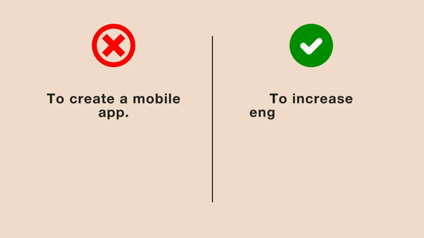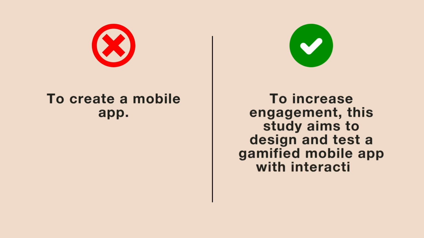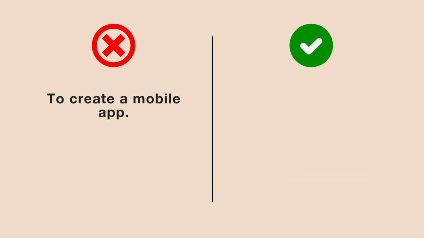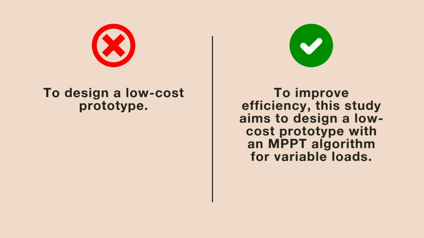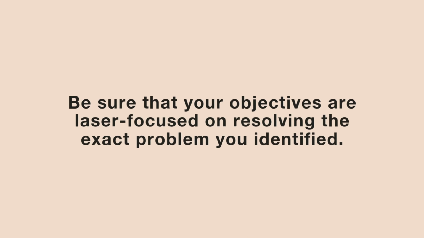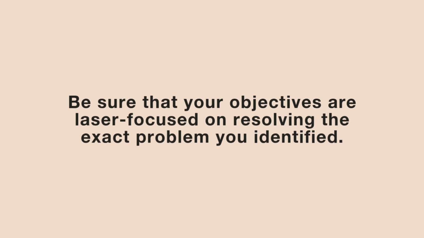In order to fix this, you can say, to increase engagement, this study aims to design and test a gamified mobile app with interactive quizzes. Or, to improve efficiency, this study aims to design a low-cost prototype with an MPPT algorithm for variable loads. These revised objectives now respond to the problem, and it creates a clear alignment between your problem statement and your objectives, which is crucial for coherence and evaluation. So make sure that your objectives are laser focused on resolving the exact problem you identify.